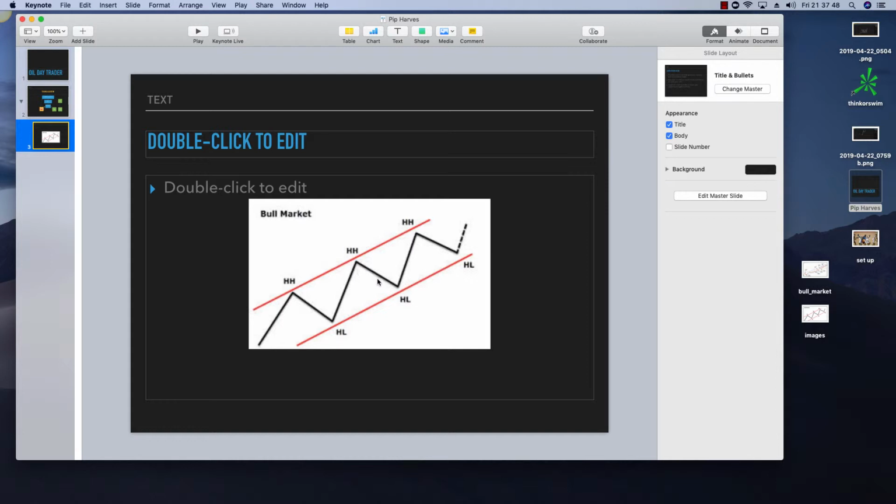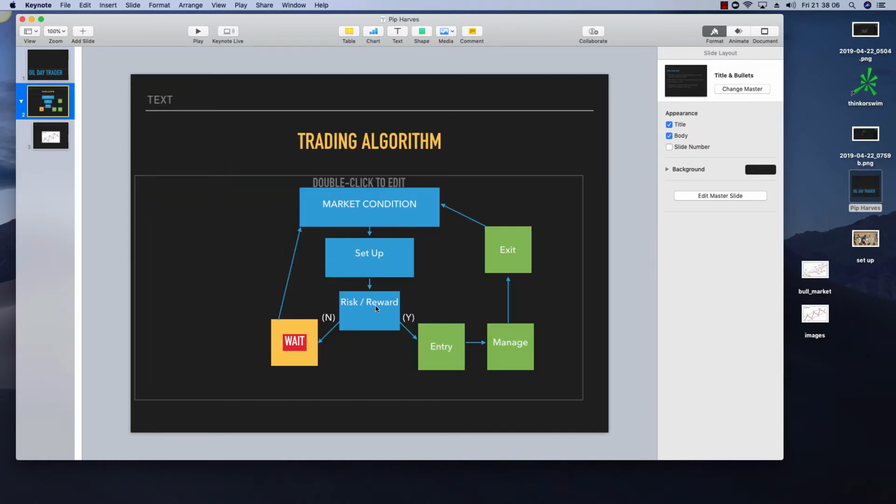So in other words, let's say this pullback, you're risking $3 to get $2. Then that's not a good entry. You have to wait for another pullback until that risk to reward is correct. You don't do anything. You just wait, and then boom, you go back up. You follow the market condition again. You wait for the setup, and then you manage your risk to reward.